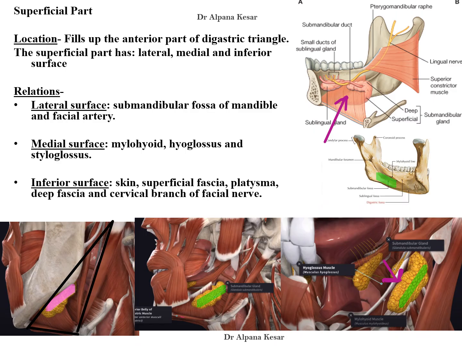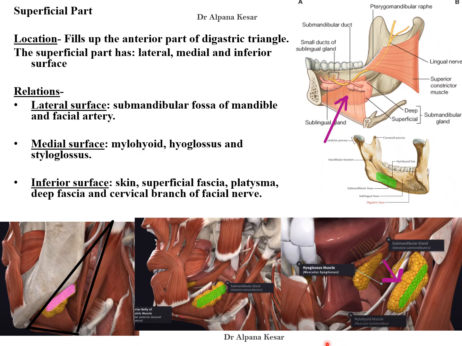The superficial part of the submandibular salivary gland is located in the anterior part of digastric triangle. This is the anterior and the posterior belly of digastric that forms the boundaries of the digastric triangle. The anterior part of this triangle contains the superficial part of the submandibular salivary gland. The superficial part has three surfaces. They are the lateral surface, the medial surface, and the inferior surface.